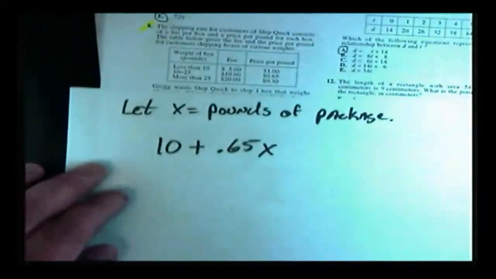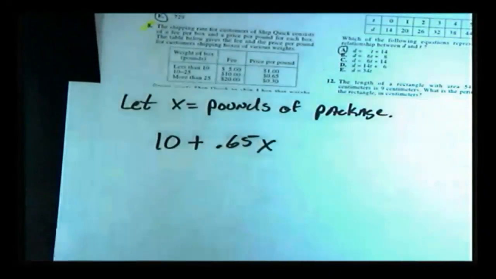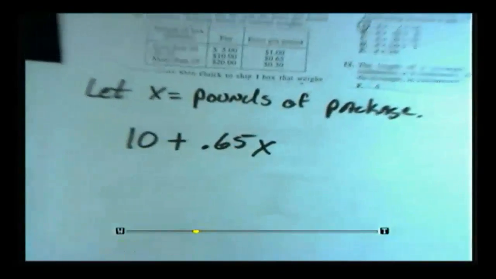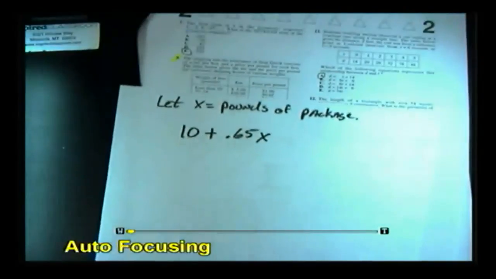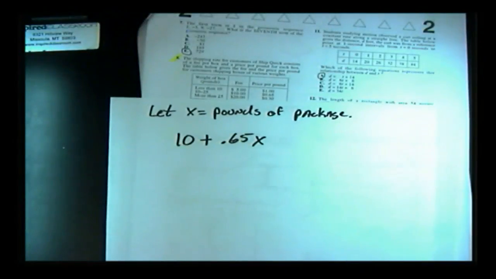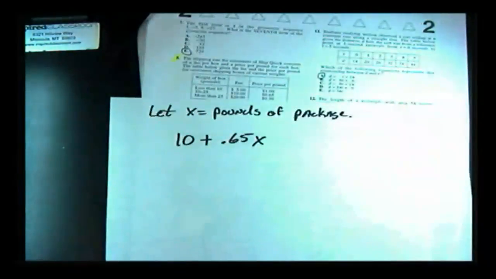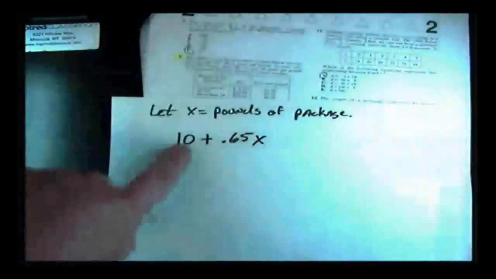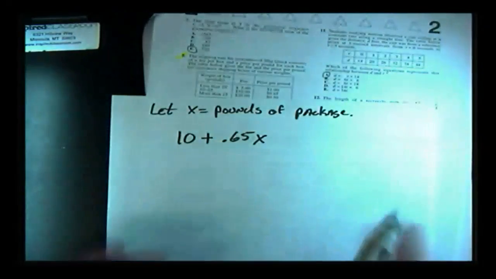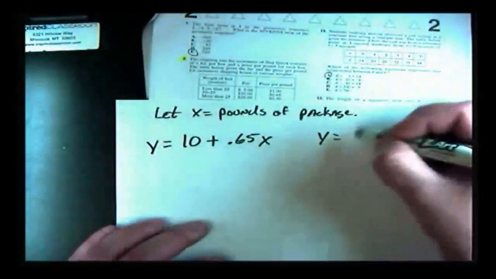So looking at this, I let x equal the pounds of the package. I looked at my little table, and I decided 15 was between 10 and 25 pounds. So there's a flat fee of $10 and 65 cents per pound after that. So this is y equals price.